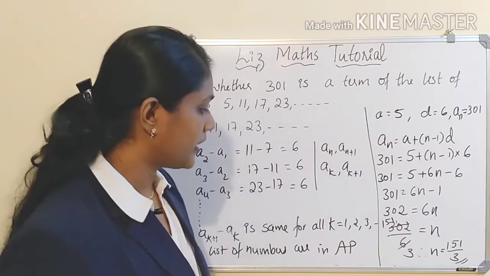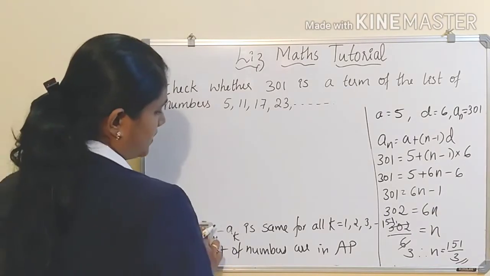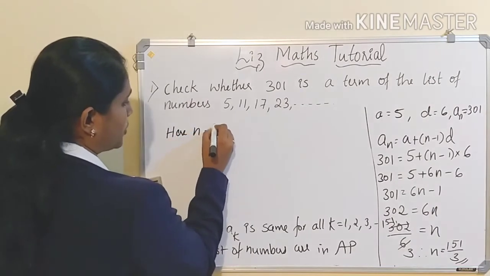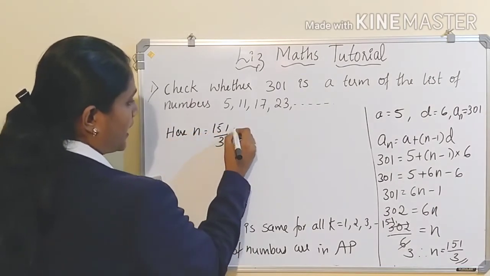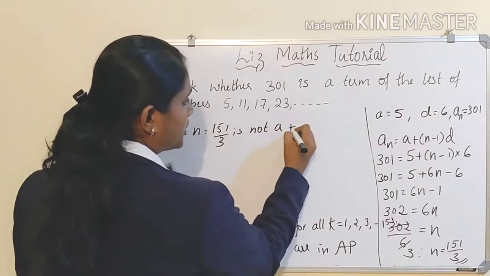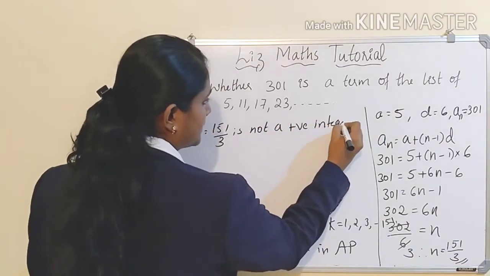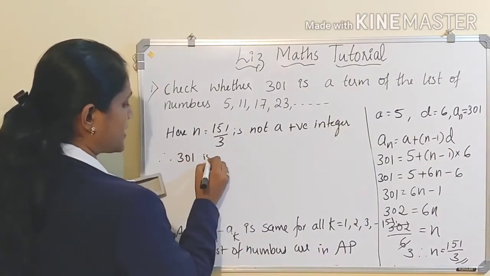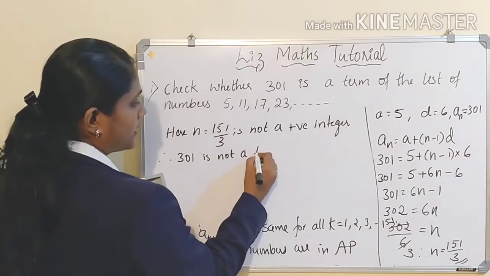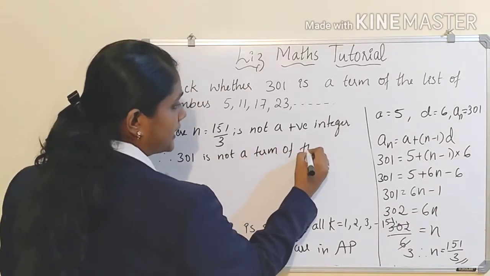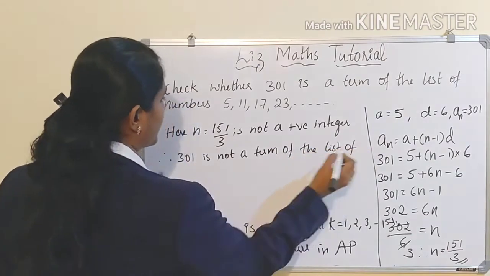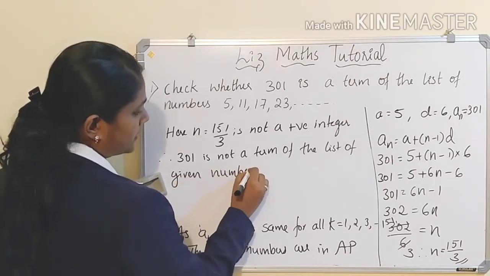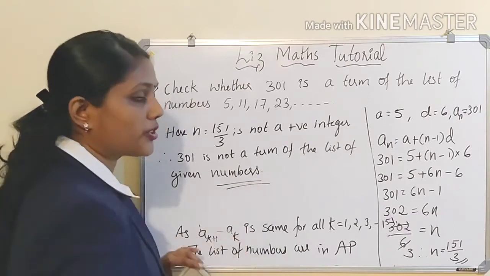Got it? So here you have to write the conclusion. N is equal to 151 by 3 is not a positive integer. Therefore, what do you have to say? Therefore, 301 is not a term of the given list of numbers. So this is the conclusion you have to write.